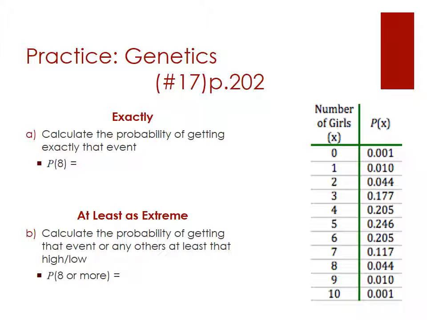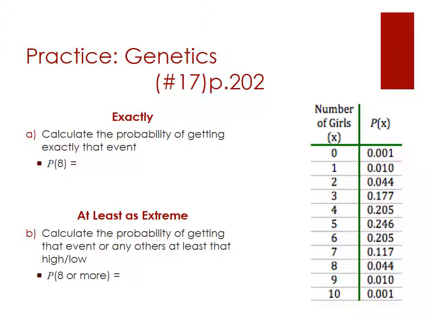And the next one we have is at least as extreme. So this is calculating the probability of getting that event or any others at least that high or low. So you need to pay attention to the wording in the questions to make sure you're identifying what you need. If they're asking a question about getting a probability of an event or any others that are at least that high or low, instead of solving for just the probability of 8, we're actually going to be solving for the probability of 8 or more. So we need to use 2 different formulas for this. So looking at this data, let's start with part a up here.